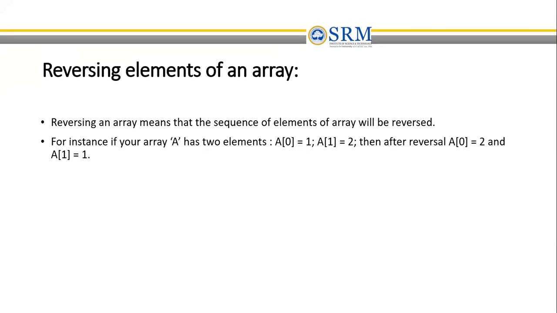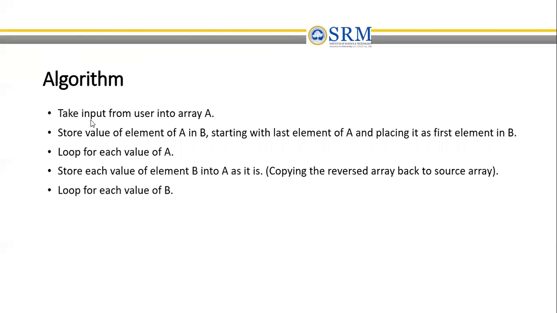So this is what we are going to see now. The algorithm is: get the input from the user, store the values of the elements of A in B starting with the last element of A. Loop over each value and store each value of B into A. That is the reverse of the particular array. I will show with an example which makes it more clear.